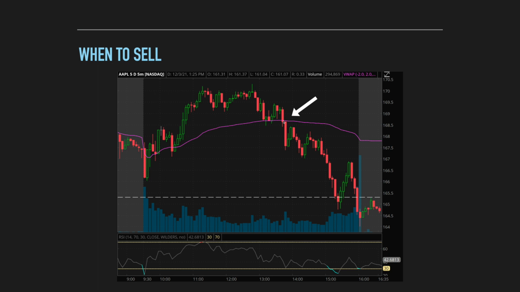And as you can see, after that breakdown below the VWAP happened, the selling really started to pick up and we started to see a pretty big move to the downside happen, which of course we would want to avoid holding through if we did have a position in the stock.